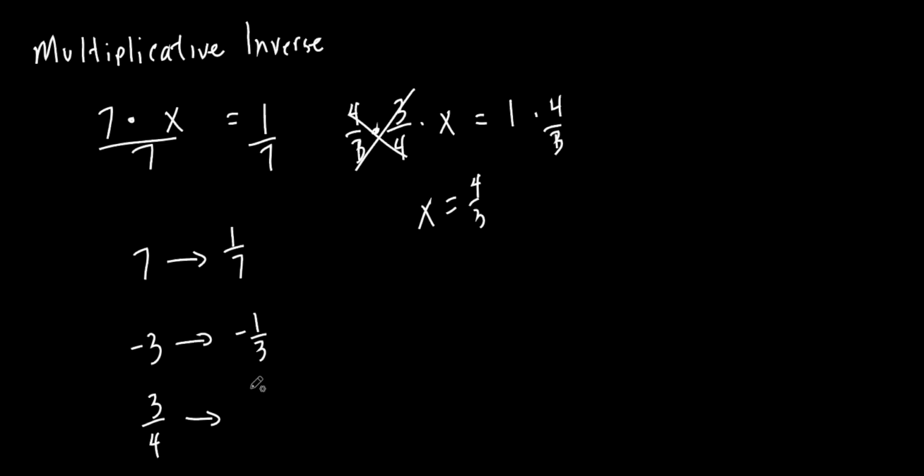So what's the multiplicative inverse of 3/4 without doing all that math? Just flip it. That's exactly right. We just flipped this, didn't we? Because that was 7 over 1, so we flipped to get 1 over 7. This was negative 3 over 1, so we flipped it to get negative 1 over 3. So how do you find the multiplicative inverse of a number?